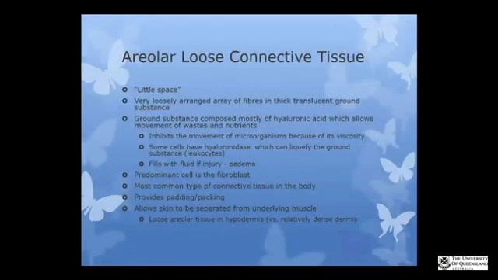Areolar, little spaces. So it's a very loosely arranged array of fibers in a thick ground substance which appears translucent. You can see through it. So it looks like the tissue is just a few fibers and a few cells and nothing else. The ground substance is composed mostly of hyaluronic acid, which allows movement of waste and nutrients.